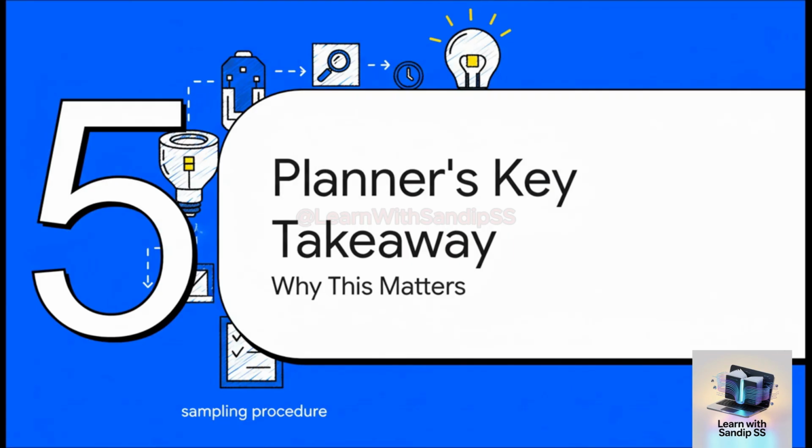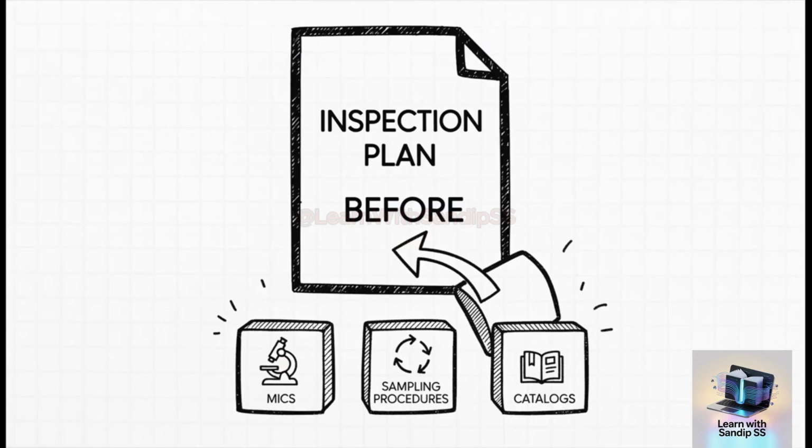So, after seeing all of that in action, what's the big lesson here? What's the one thing a quality planner absolutely has to get right? Why does all this structure and prep work matter so much? Here it is, the key takeaway. You absolutely cannot build a house before you have the bricks. And you cannot create an inspection plan until you've defined your basic data, your MICs, your sampling procedures, and your catalogs. That preparation, that upfront work, is the absolute foundation for everything else.